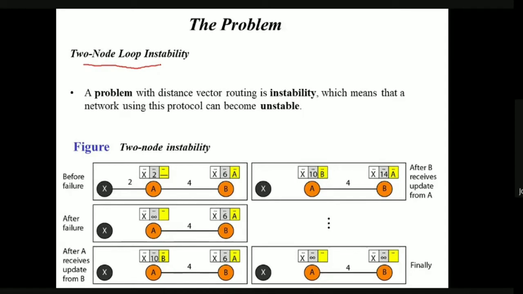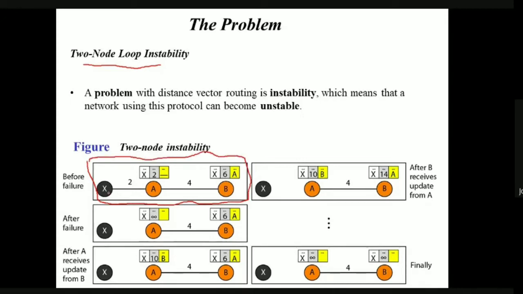Let us briefly discuss what this two node loop instability is. Whenever our network uses this distance vector routing algorithm, the network is affected with some instability. Let us see how the network will become unstable, how the distance vector routing algorithm makes the network become unstable. Let us see with an example. Initially, this condition is before failure.